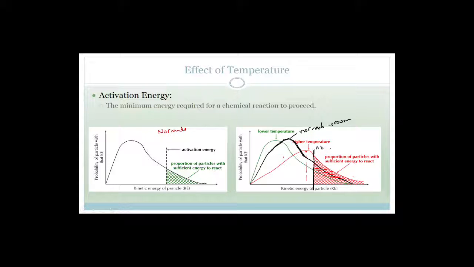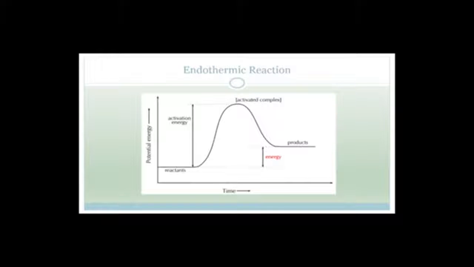Way more particles, the red one, above the activation energy. But there is only a constant number of particles in that container, which means that this level here, the maximum number of particles at this temperature, is going to be lower than the original, because more particles are being excited on the other side. Do you understand that? Whereas if we've got a lower temperature, then we're going to have more particles on this side. So the peak is going to be further over to the left, and you'll notice that there are fewer particles above the activation energy. Everybody understand that?